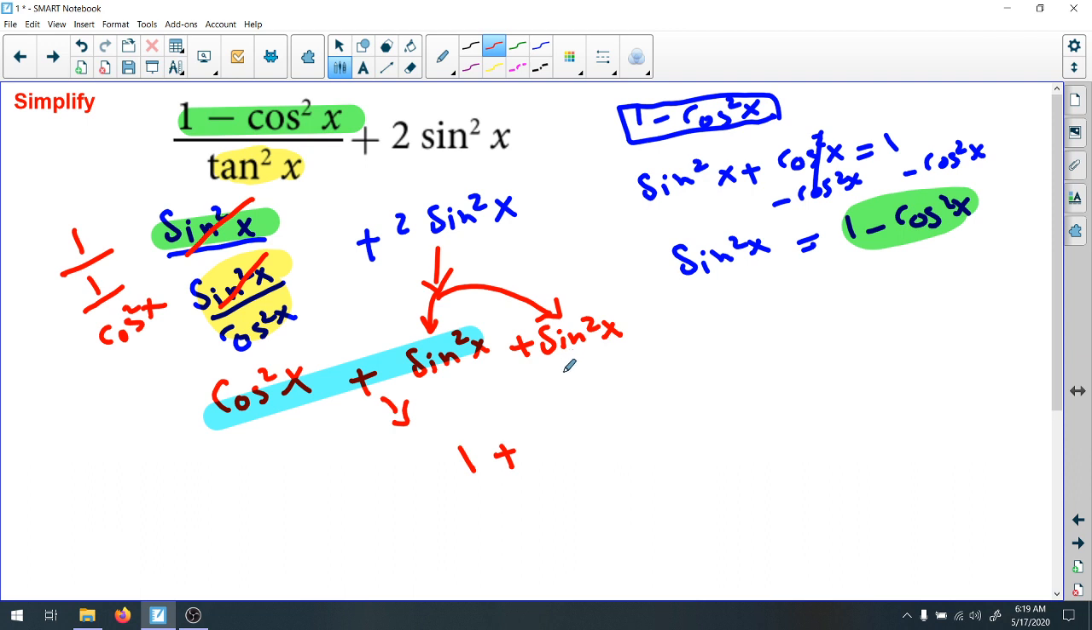Plus, just drag down sine square x. This is the final formula that we simplify. So we simplify 1 minus cosine square x over tangent square x plus 2 sine square x to be 1 plus sine square x.